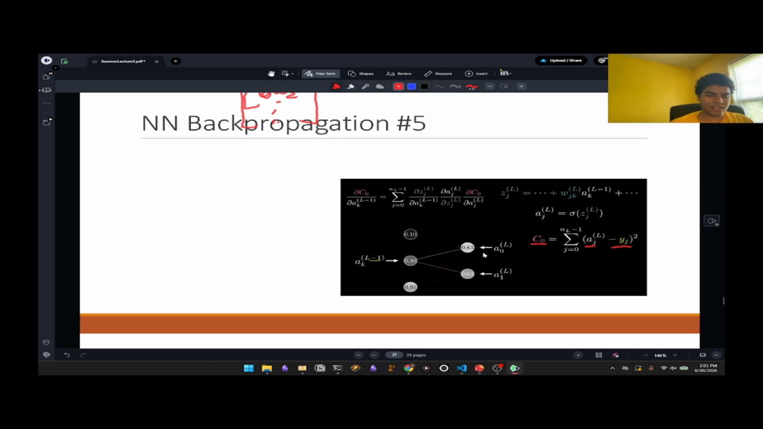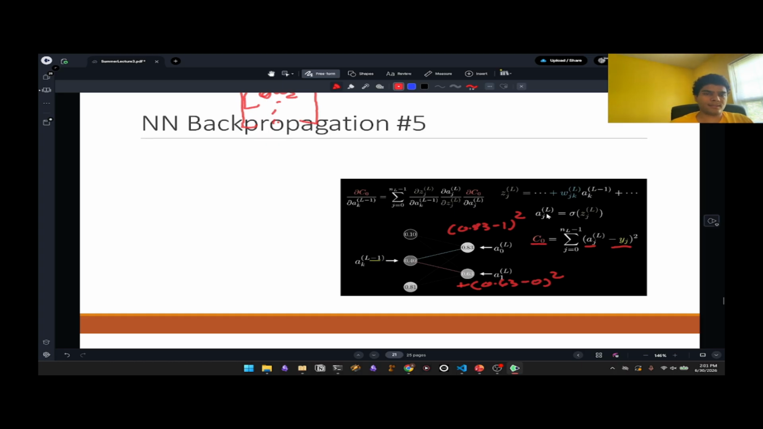So what does this actually mean? Well, this is 0.83. If we expected 1, then this would be 0.83 minus 1 squared. This one has an activation value of 0.63. If we expected 0, then we'd square it. And so the cost would be the sum of these, so we'd add them. So that's our cost.